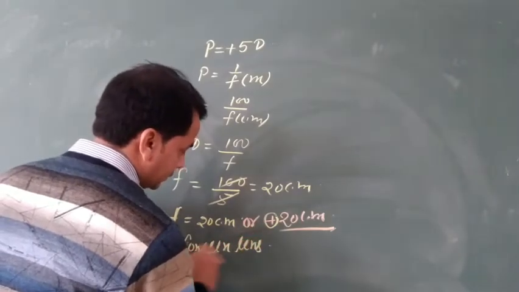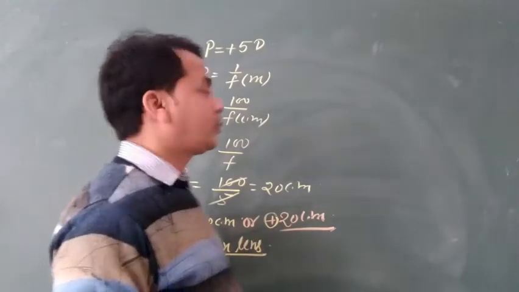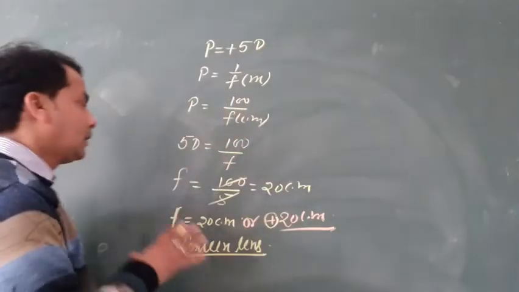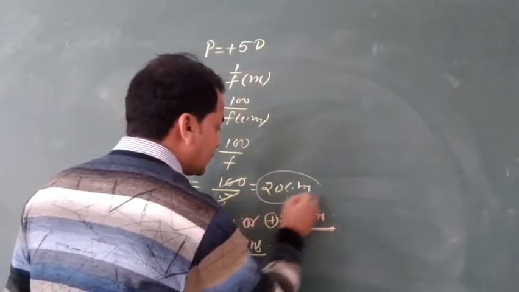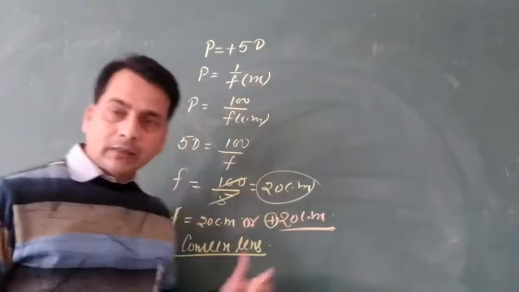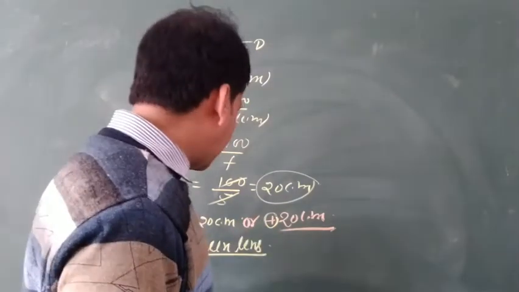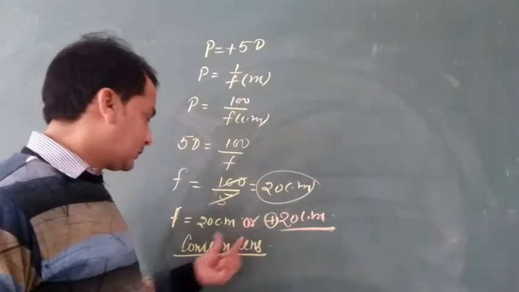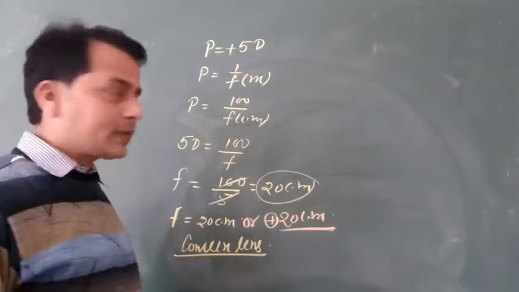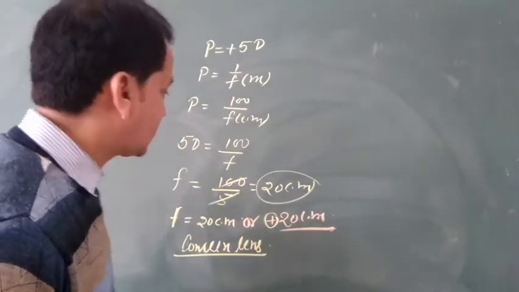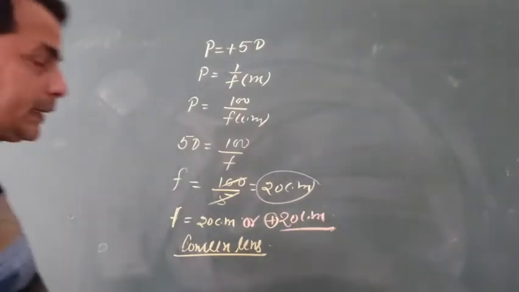So it is clear that the focal length of this lens is 20 centimeter and the nature of this lens is a convex lens. So the positive sign indicates the lens will be a convex lens, and the focal length of this lens is 20 centimeter.